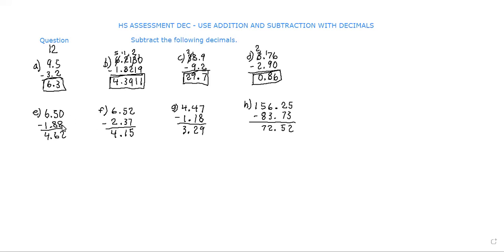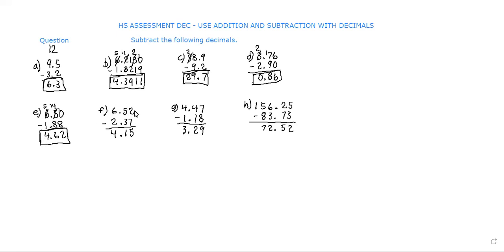Okay, let's do letter E. 0 minus 8, we cannot do that. We have to borrow 1 from the 5, which is the place value on the left. So it turns a 5 to a 4, and that 0 now becomes a 10. Now we can do it. 10 minus 8 is 2. 4 minus 8, we cannot do that. So we have to borrow 1 from the 6, which is on the left. So 6 becomes a 5, and a 4 becomes a 14. So 14 minus 8 is 6, and 5 minus 1 is 4. So our answer is 4.62.